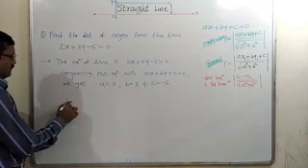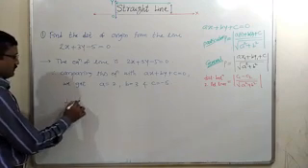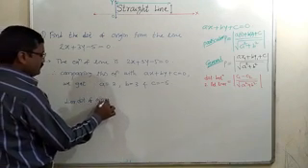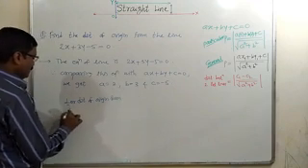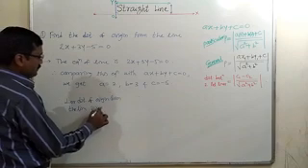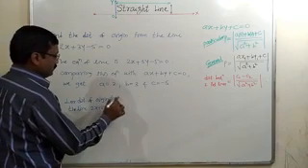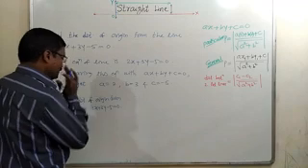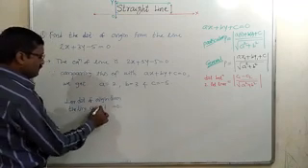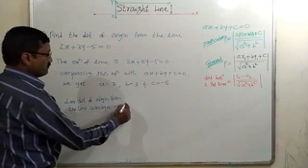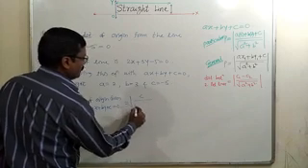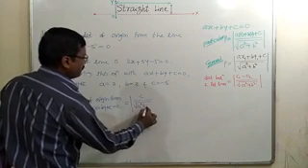Therefore, the perpendicular distance or distance of origin from the line 2x plus 3y minus 5 equal to 0. You know the formula. First I will write the formula here. For the line ax plus by plus c equal to 0, the distance is equal to mod of c upon root a square plus b square.